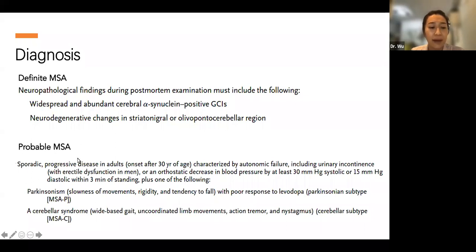Here is the probable MSA. It's a sporadic, progressive disease in adults, who should be older than 30 years old, and will have autonomic failure, including urinary incontinence or an orthostatic decrease in blood pressure, as we mentioned above. And the patient should have one of the following. The first one is Parkinsonism, the MSA-P type, or the patients can have the cerebellar syndrome, also the MSA-C type.